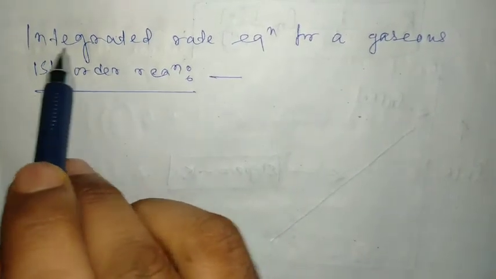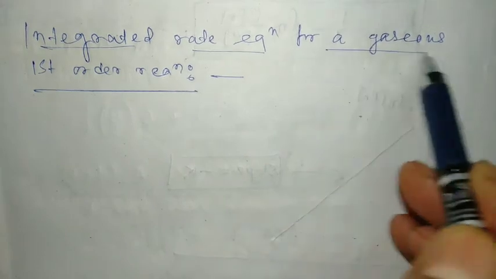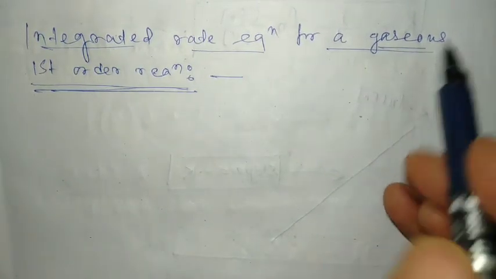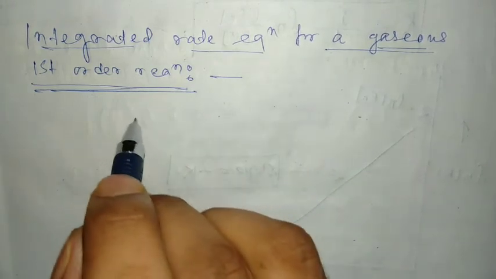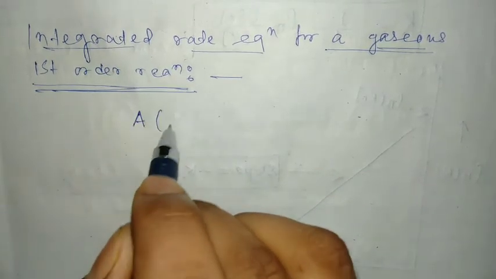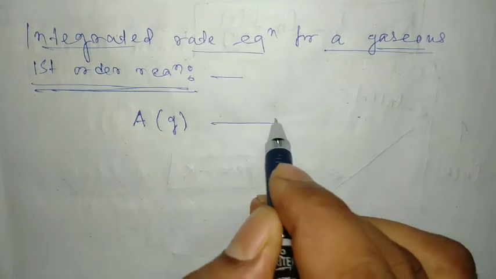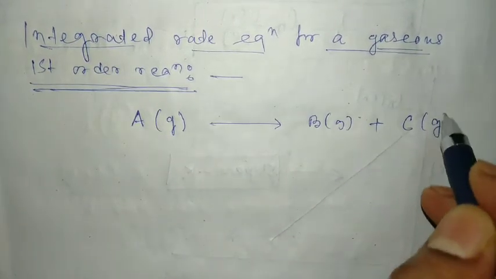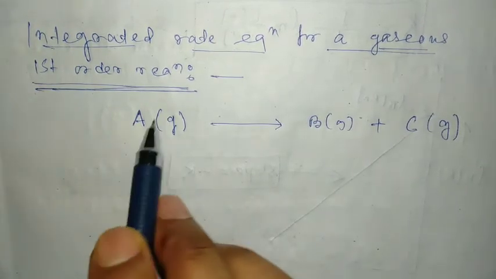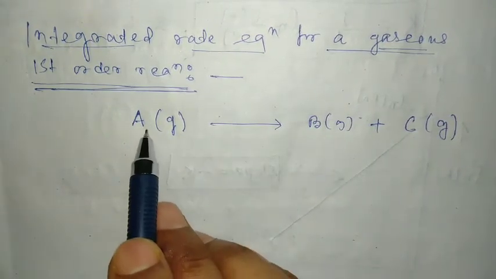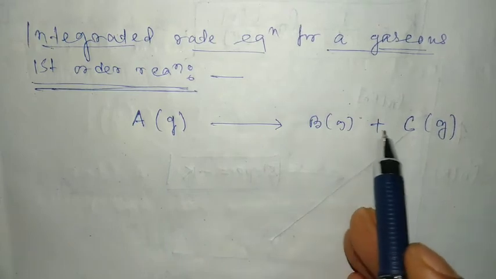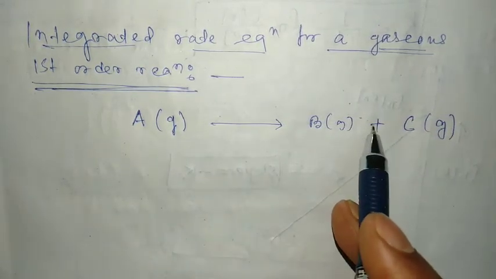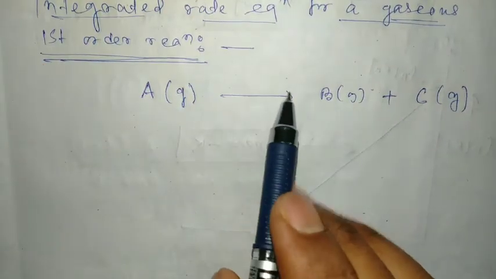Let us now derive the integrated rate equation for a gaseous first order reaction. In a gaseous reaction, all the reactants and products are in the gaseous state. Let us consider a gaseous reaction: reactant A is in the gaseous state, and products B and C are also in the gaseous state. For a gaseous reaction, the amount of reactant and products is measured in terms of partial pressure. The quantity of gas is measured in terms of pressure.